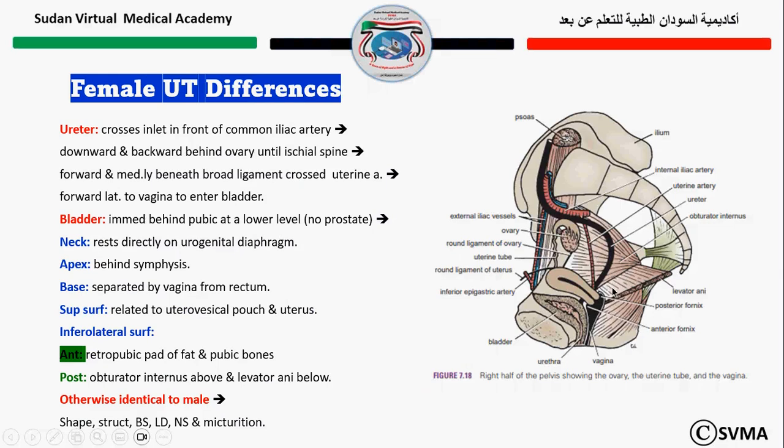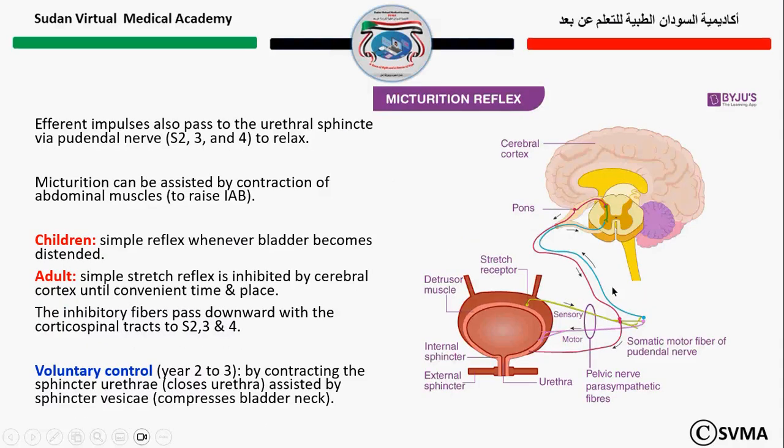When we look at the second picture, here the base of the bladder is along with the rectum. Here there is the vagina, the upper part of the vagina, between the rectum and the base of the bladder. This is the second difference.